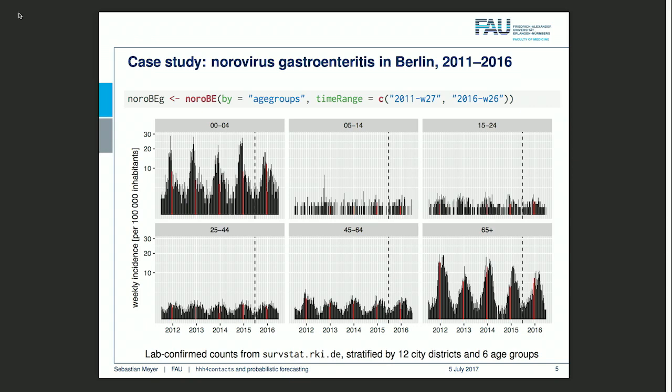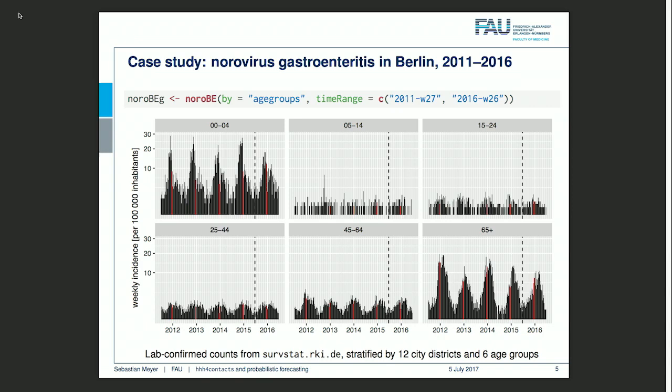So here we see data from Berlin during 5 years, stratified by age group. We see that there's a high incidence among the children from 0 to 4 years. We see the seasonality, which peaks during Christmas time, actually. And in red, you always see the last weeks of the year, because then we have a reporting deficiency during this Christmas break. So there are usually less cases reported in this period.